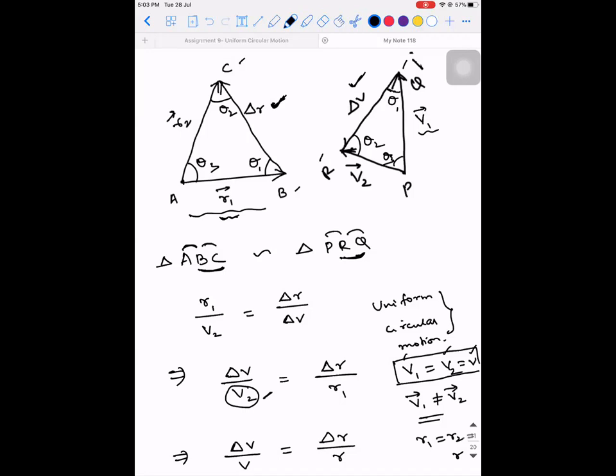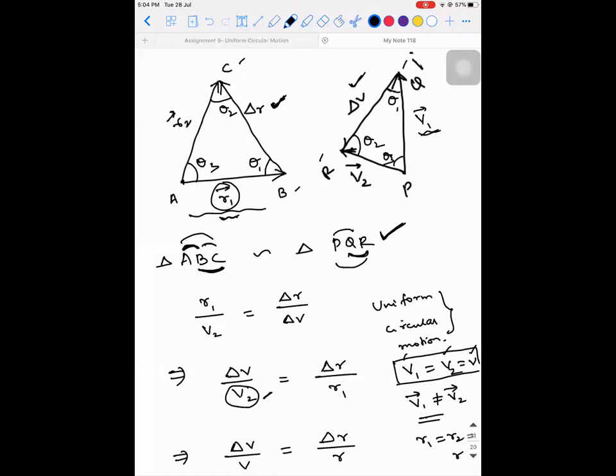Is it coming? Similarly, we can take PQ. So it will be PQR. So if I take it as PQR, what are we getting? AB is R1, PQ is V1, correct. BC is how much? Delta R. QR is delta R. What is AC? R2. PR is V2.